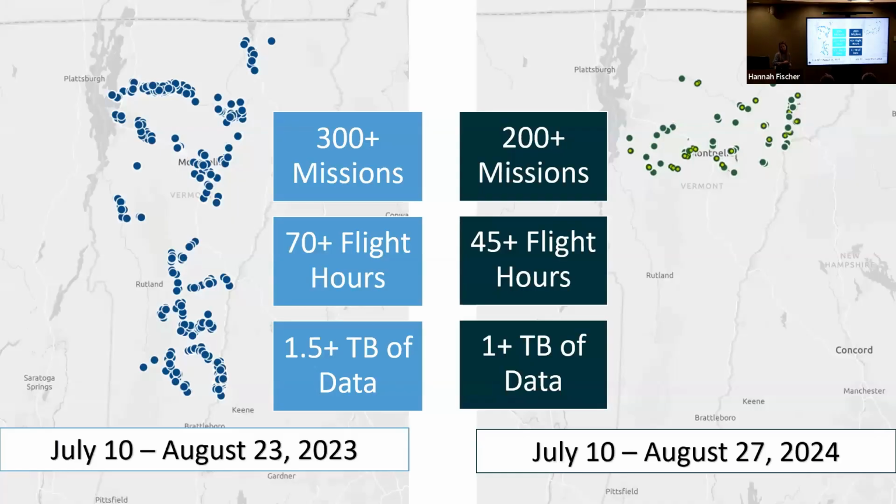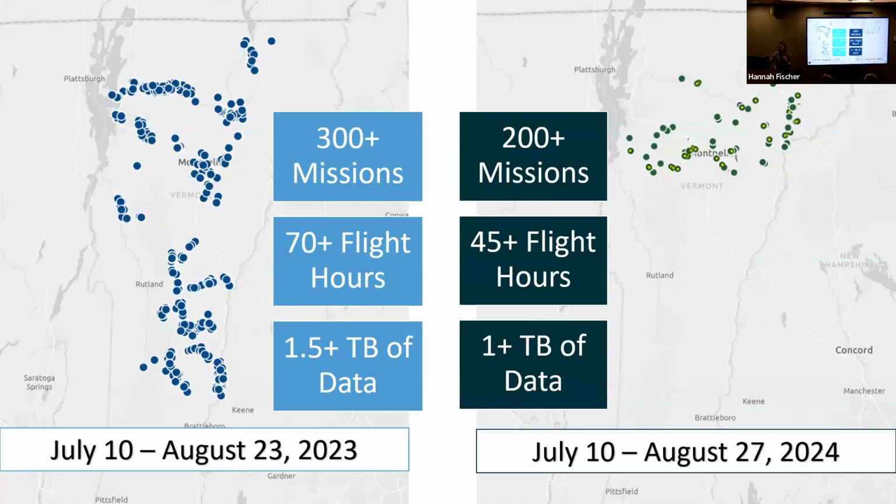In 2023, it was over a terabyte of data, and same with 2024. And the two rain events of these years were very different, right? So 2023, north to south, 3 to 9 inches over 24, 48 hours. In 2024, it was west to east. So it was just the upper portion of Vermont.